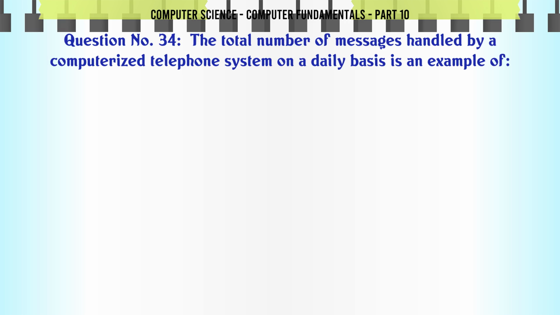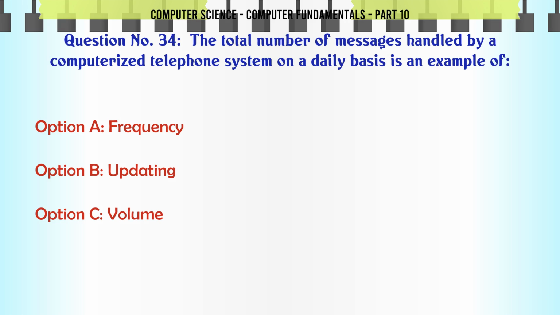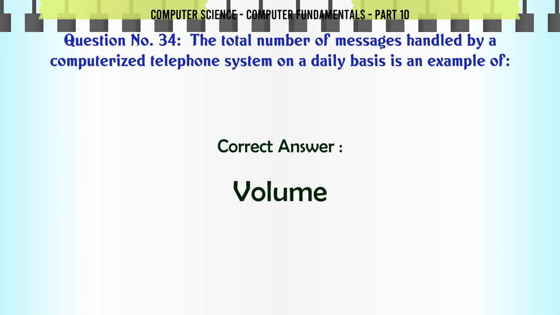The total number of messages handled by a computerized telephone system on a daily basis is an example of A. frequency. B. Updating. C. Volume. D. All of the above. The correct answer is volume.